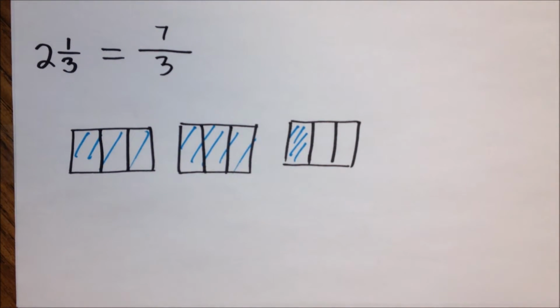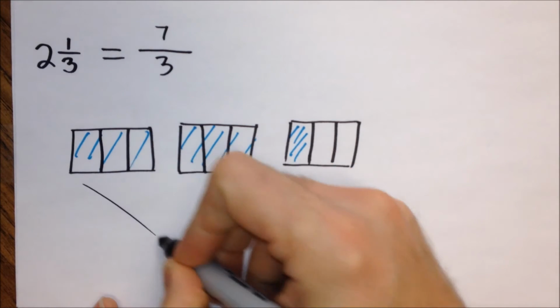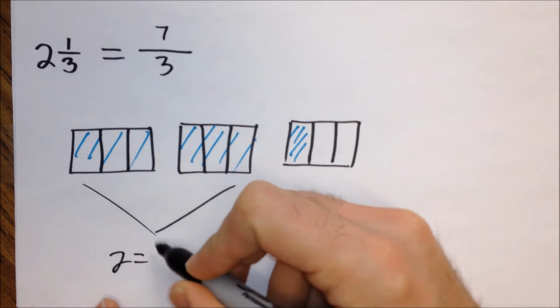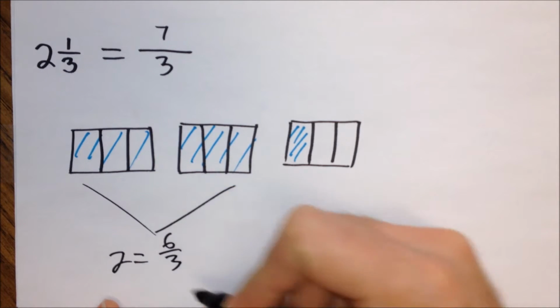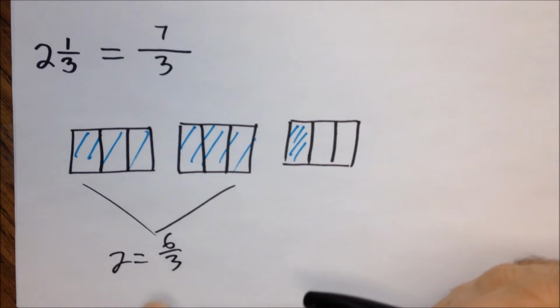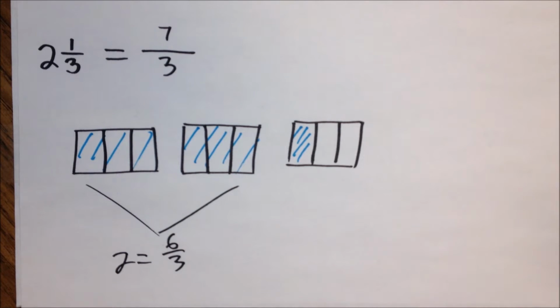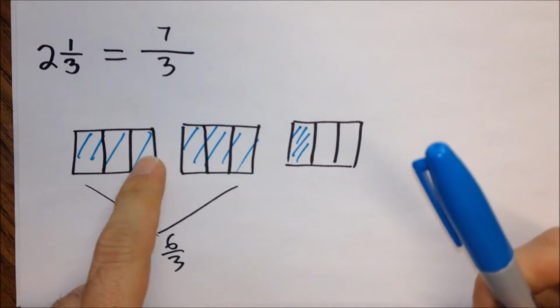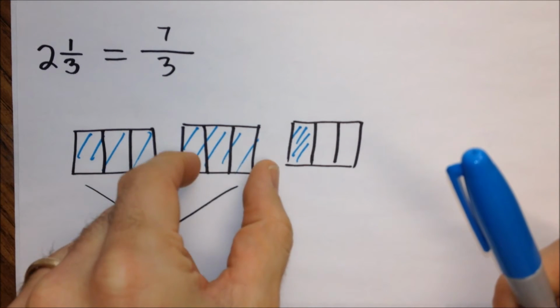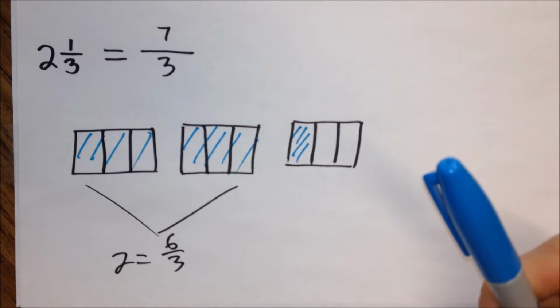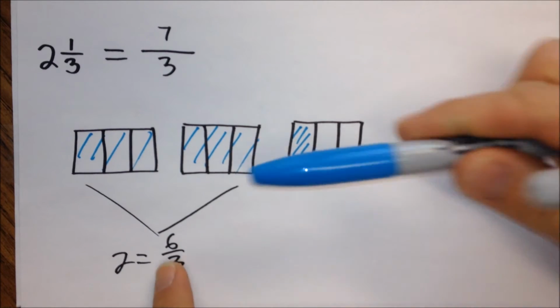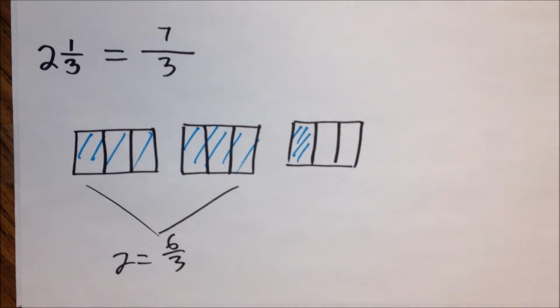Now, what's the quick way of thinking about this? A quick way of thinking about it is that 2 here is equal to 6 thirds, and I did that by just multiplying 3 by 2 to get 6, right? So notice that if we have 2 objects and we split them into thirds, we're going to get 3 here, so we would get 6 thirds. And then we have 1 additional third, so 6 plus 1 gives us our 7 thirds.